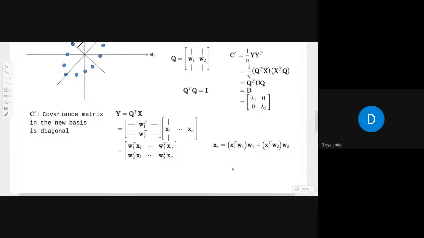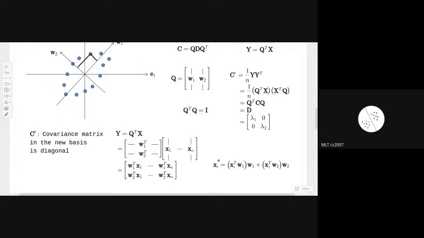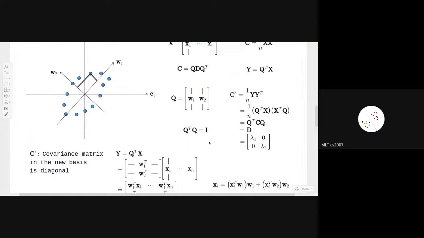Okay. And this is our Y. This is the Y, yeah. So the same data set X, which is D cross N, is now represented using another D cross N matrix called Y. And that Y, if you think about it, the covariance matrix corresponding to that Y is decorrelated.